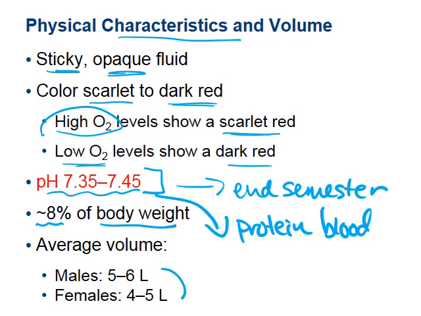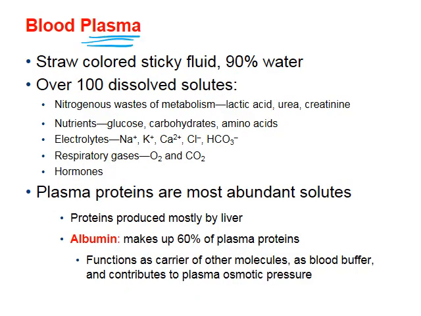And for males and females, you can see the average volume in liters of blood. So usually you'll see people say about 5 liters. Obviously it depends on male versus female, but for the population as a whole, you'll hear a lot of people say 5 liters. So what about this plasma? A little bit more. It's usually a straw colored, kind of a yellowy color. It's sticky.